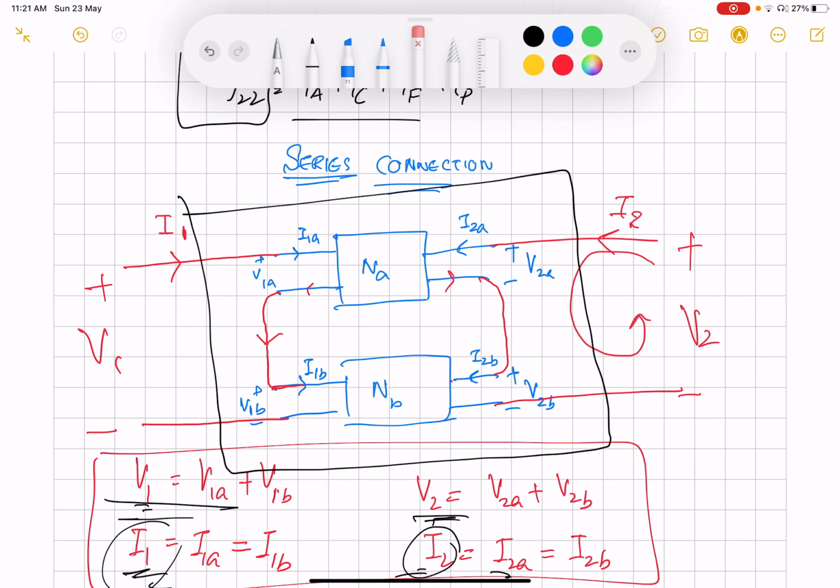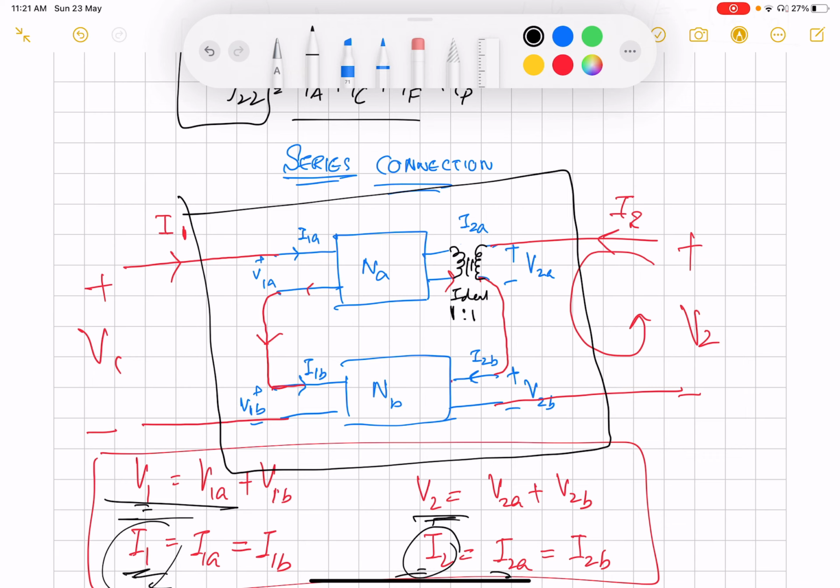Again, in this case, to avoid a short circuit, we may need to connect an isolation transformer at the output side. A 1:1 isolation transformer, depending upon what kind of networks you're connecting in series. So in general, you'll see that an ideal 1:1 isolation transformer is shown at this port in order to avoid a short circuit.